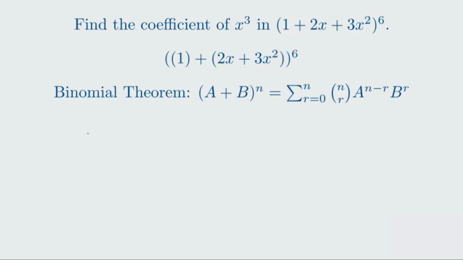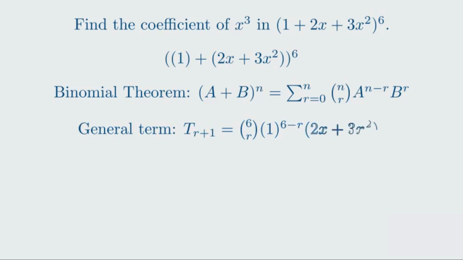The general term, T sub r plus 1, will be 6 choose r times 1 to the power of 6 minus r times the quantity 2x plus 3x squared, all to the power of r. Since 1 to any power is just 1, the expression simplifies. The general term is 6 choose r times (2x plus 3x squared) to the power of r. Our goal is to find values of r that result in an x cubed term.